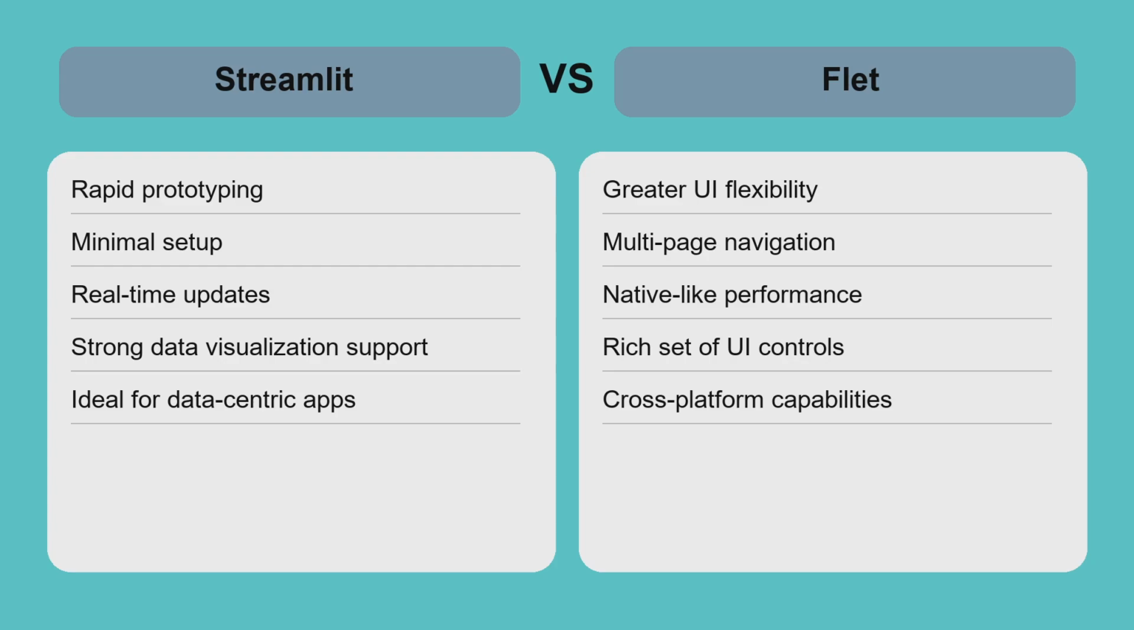For example, a data scientist sharing quick visualizations would prefer Streamlit, while a developer building a polished multi-screen app for various devices might choose Flet. Both frameworks serve different needs, balancing ease versus control.